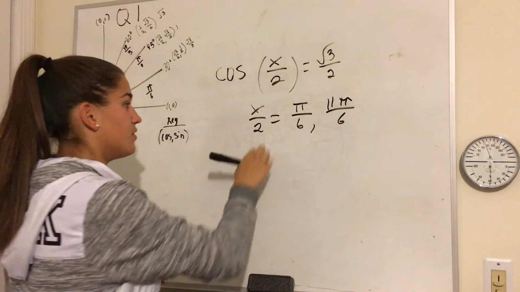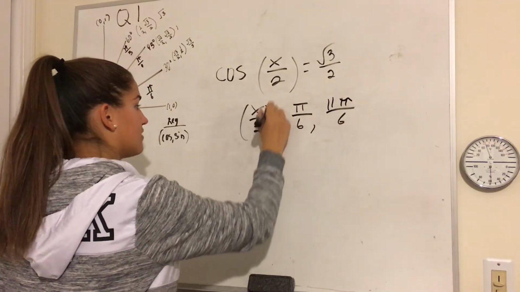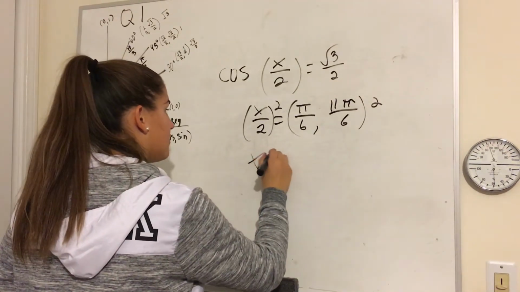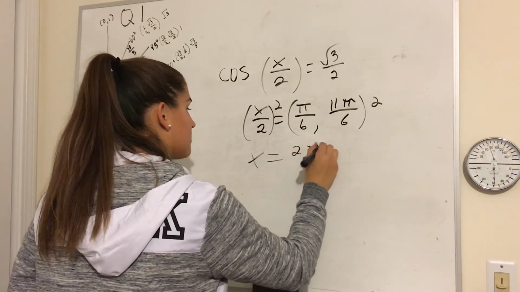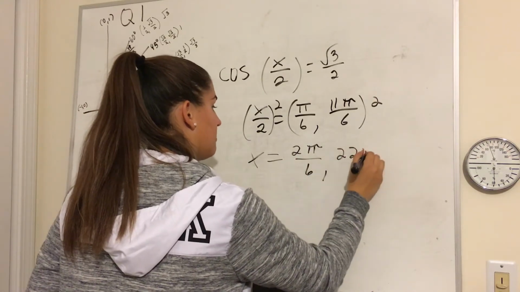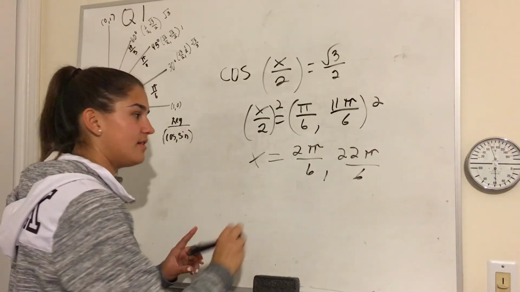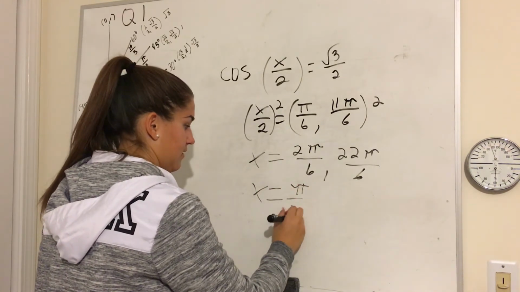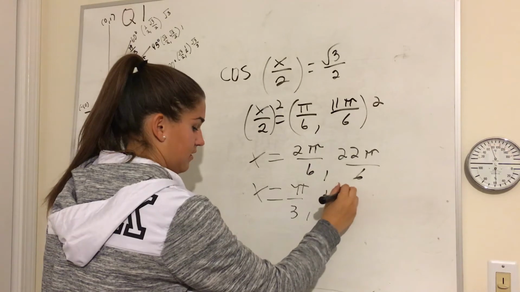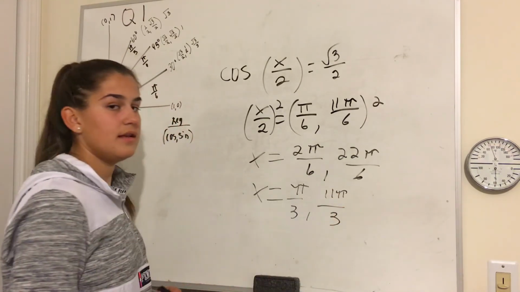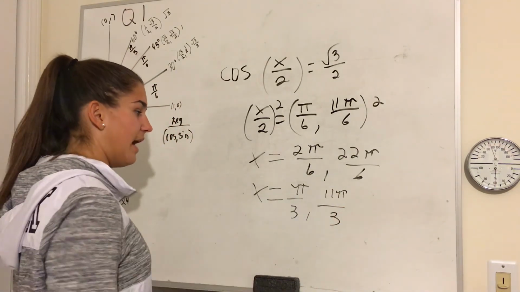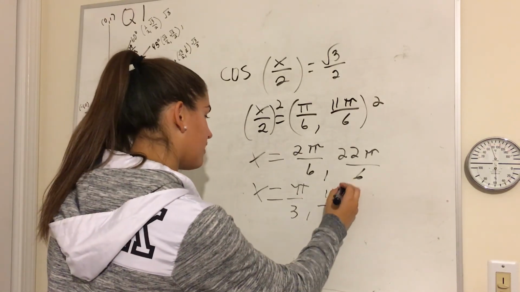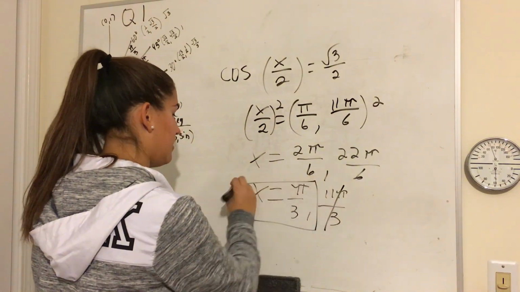From here, you want to multiply each side by 2 to get the x alone. From here, you get x equals 2 pi over 6 and 22 pi over 6. Now you need to simplify. So x equals pi over 3 and 11 pi over 3. Since our range is from 0 to 2 pi, 11 pi over 3 would not work. So we cross that one out, and your answer is pi over 3.